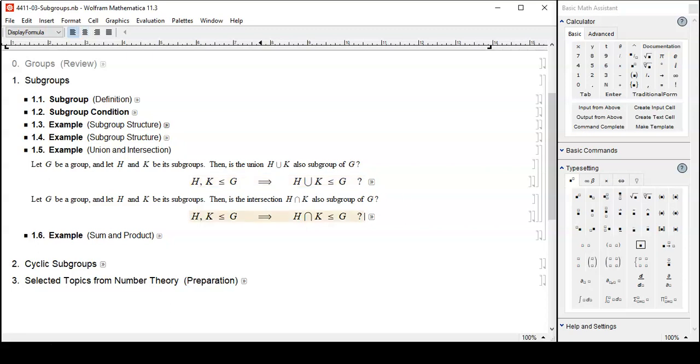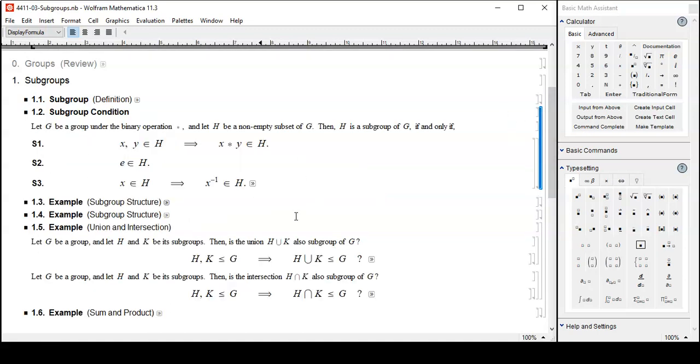How about the intersection? Again, take a guess. If yes, you have to prove it. If no, then you have to provide a counterexample. If you want to prove it, that's how you do it. Well defined, inside that candidate, identity, and inverse. These two are going to be easier, but this may take some effort.